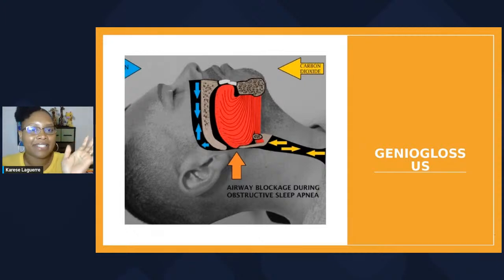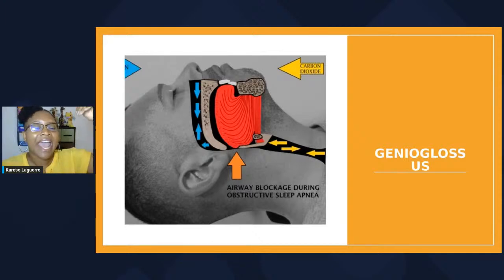We want to keep that tongue up and out of the airway because when we think about snoring, what is the sound of snoring? No, it's not adorable. And yes, it's annoying, but it's not just annoying. It's actually the sound of air meeting resistance as it's going through your upper respiratory tract.